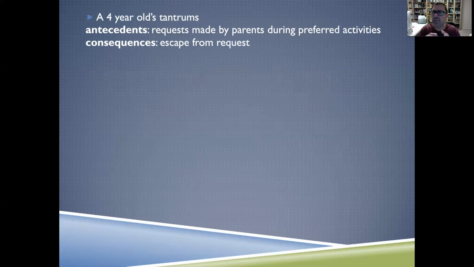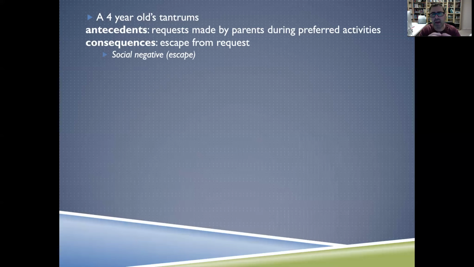Now, let's think about some of the examples that we talked about in the previous unit. So same examples. Let's see if we can understand what extinction would look like here. So you have a 4-year-old that tantrums. Now, when does the child do that? Well, requests are made by parents, right? The kid is playing with something preferred. Parents say, hey, I need you to go do the dishes. And then the kid says, well, I don't want to do it. And then the kid doesn't have to do it. That's the escape. So it's just like the example I just gave earlier with me and my wife.